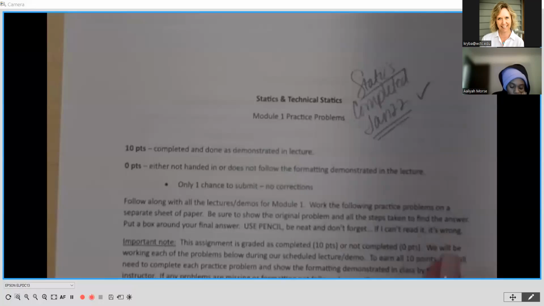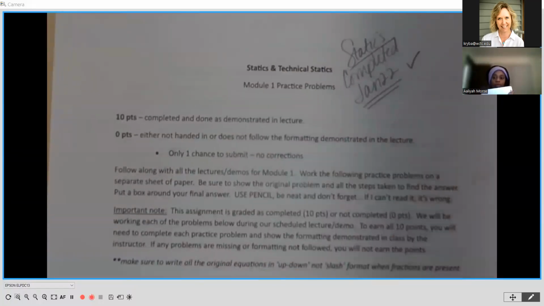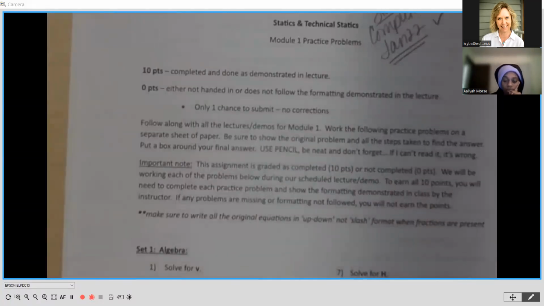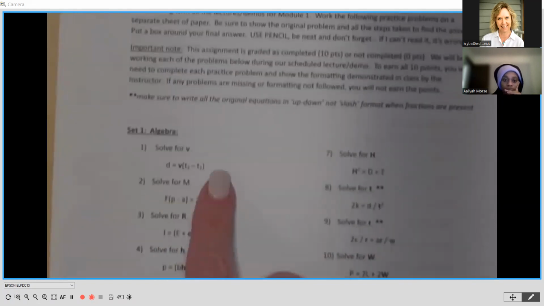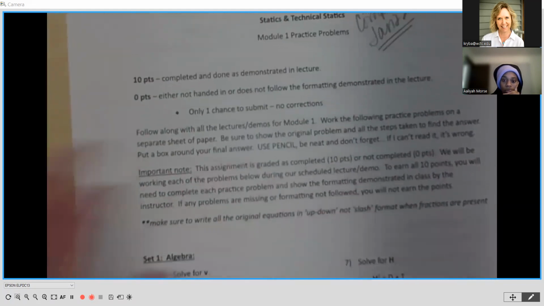Okay. So what we have here is our first set of practice problems. At the top, you're going to notice these are our in-class examples that we're going to be working. These lead into and mimic the application problems for Module 1. We're going to work all of the problems here, front and back, and they're examples of the type of math that we're going to hit in this course.